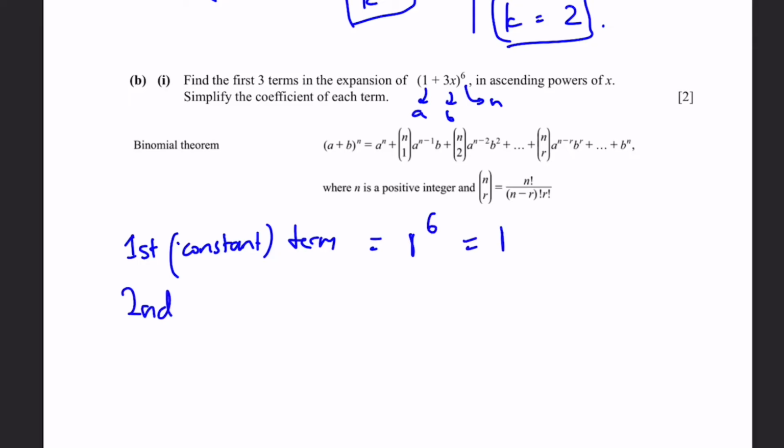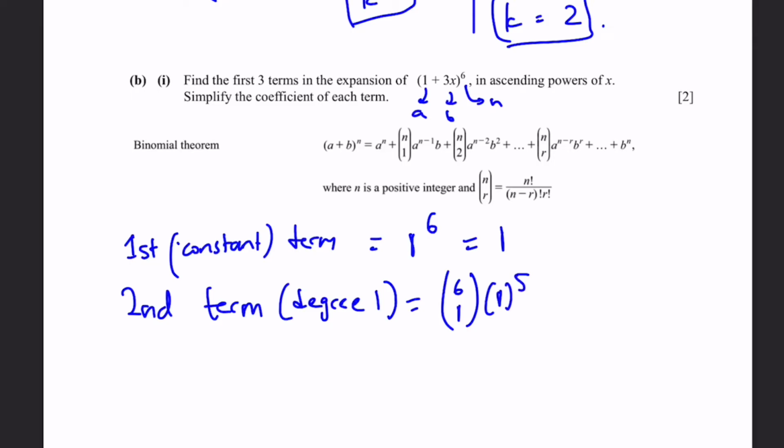Now the second term, which is degree 1, is going to be equal to n choose 1, which is 6 choose 1, times a to the power of n minus 1, which is 1 to the power of 5, times b, which is 3x. Now 6 choose 1 is just 6, and we multiply it by 3x because 1 to the power of 5 is 1. So 6 times 3x is 18x. So we have the first two terms.